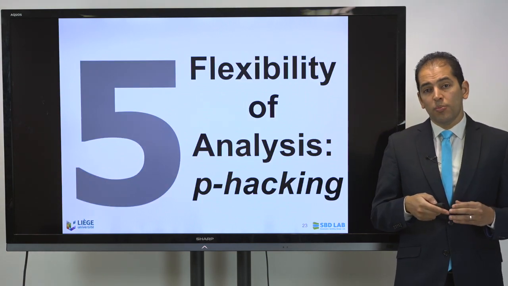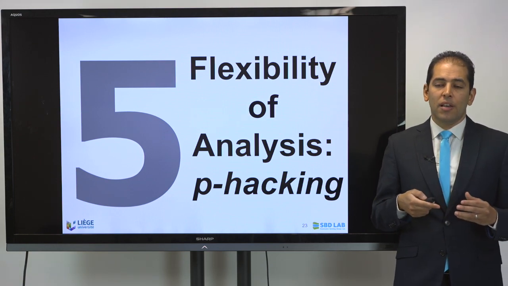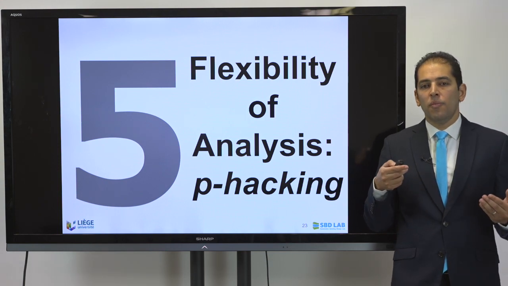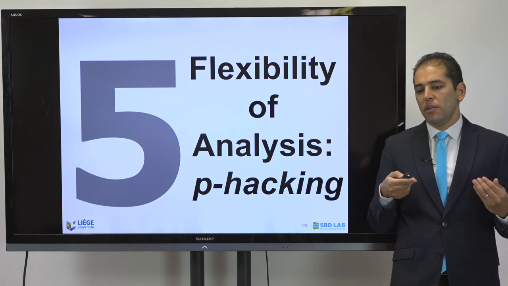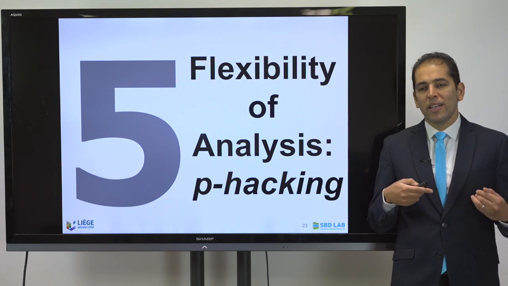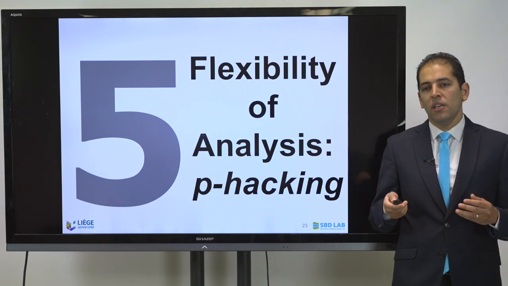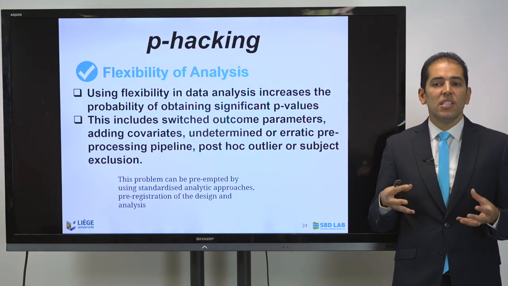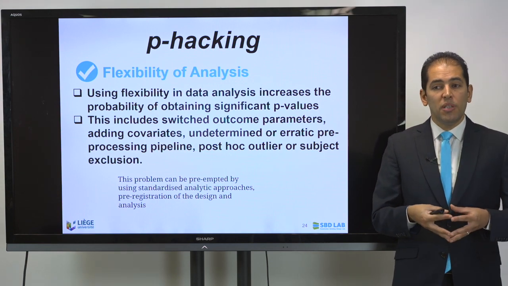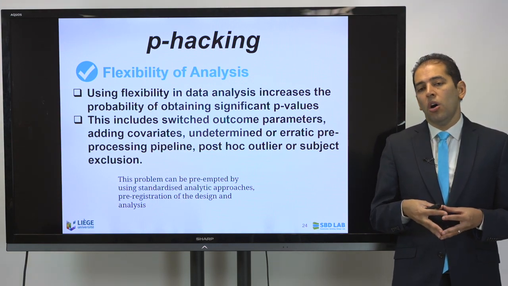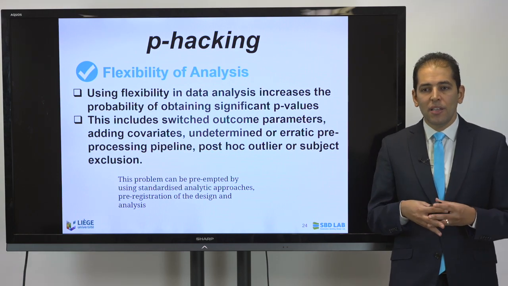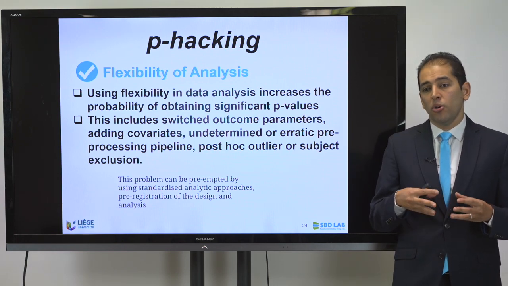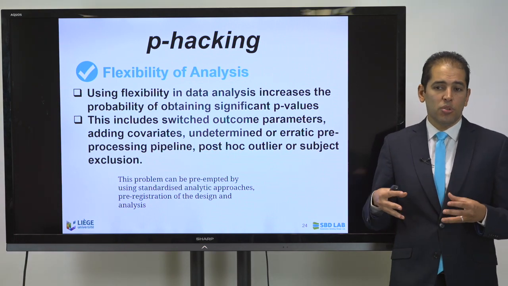Now let's move to the third common error that is made in statistical analysis, which is p-hacking, or the flexibility of analysis, where you keep running your p-value tests in a very flexible way, resulting in you hacking the results. And here we are talking about how using flexibility in data analysis increases the probability of obtaining significant p-values, and this includes switched outcome parameters, adding covariates, undetermined or erratic pre-processing pipelines, post hoc outlier calculation, or subject exclusion.